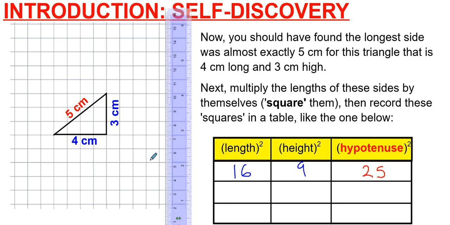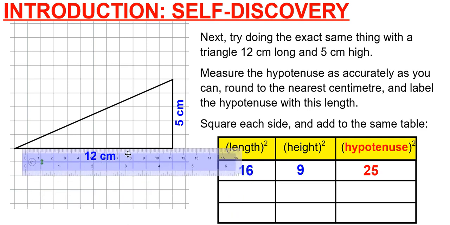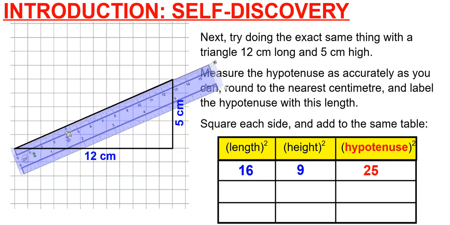We're going to try and draw some more now as well. So next, try doing the exact same thing, but this time use a triangle which is 12 centimeters long and 5 centimeters high, and measure the hypotenuse as accurately as we can to the nearest centimeter, and let's see what this hypotenuse measures. Using this one here, and check your own triangle too, so it's not just me cheating. If I start from 0 and measure along this top edge, which is the hypotenuse, mine looks to be 13 centimeters to the nearest centimeter.